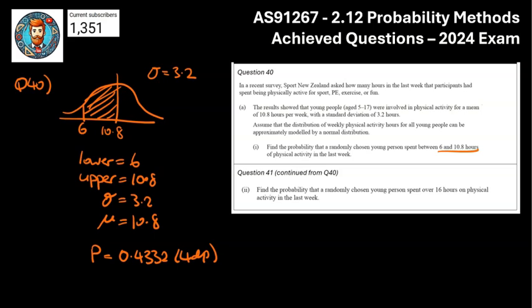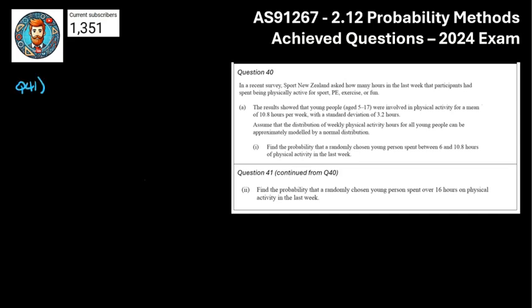So we're now on to question number 41. Down the bottom there, this continues from the previous one. So we knew the mean up there and we knew the standard deviation over there. The question simply says, find the probability that a randomly chosen young person spent over 16 hours. So it's going to be the same approach.